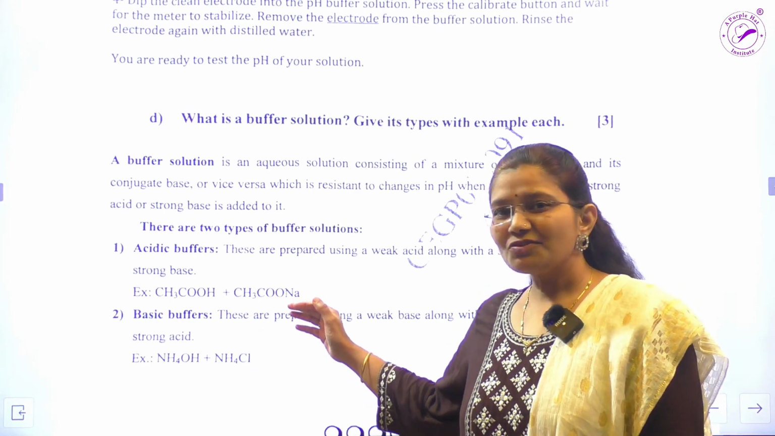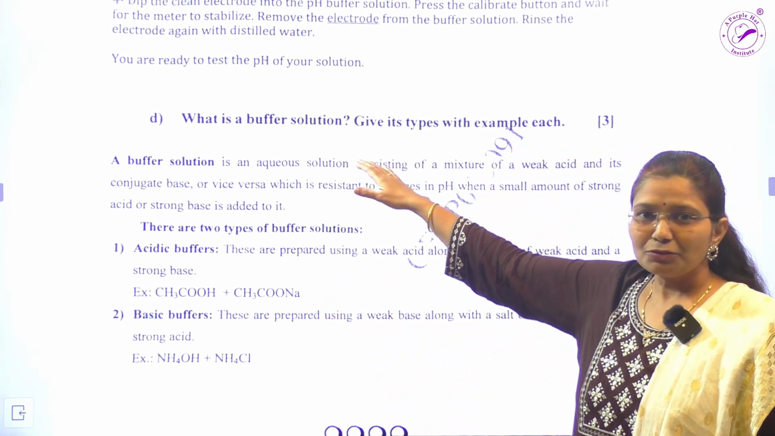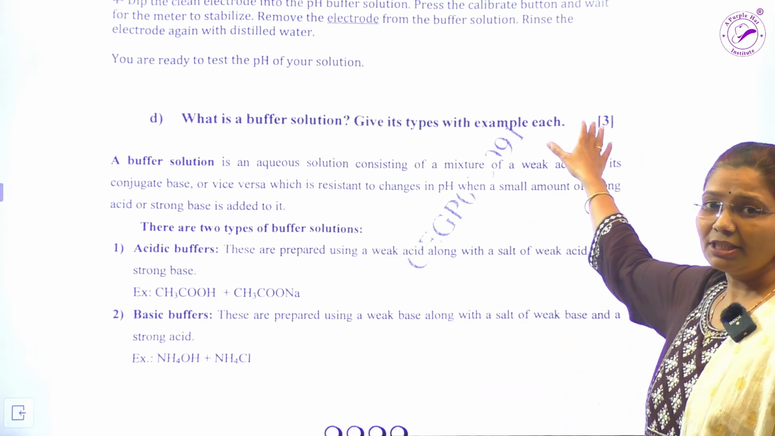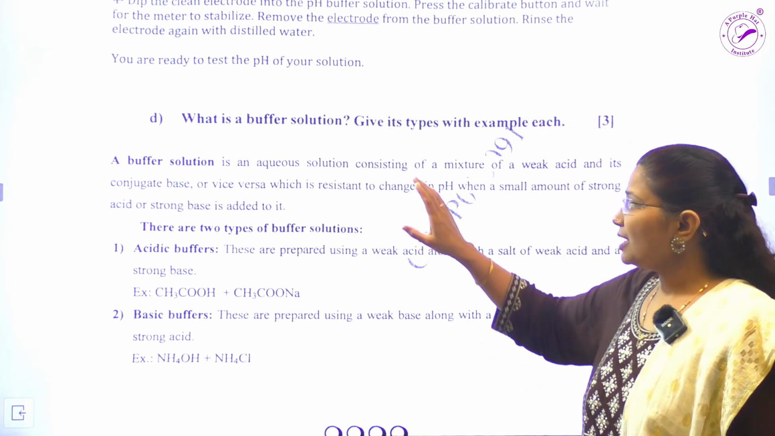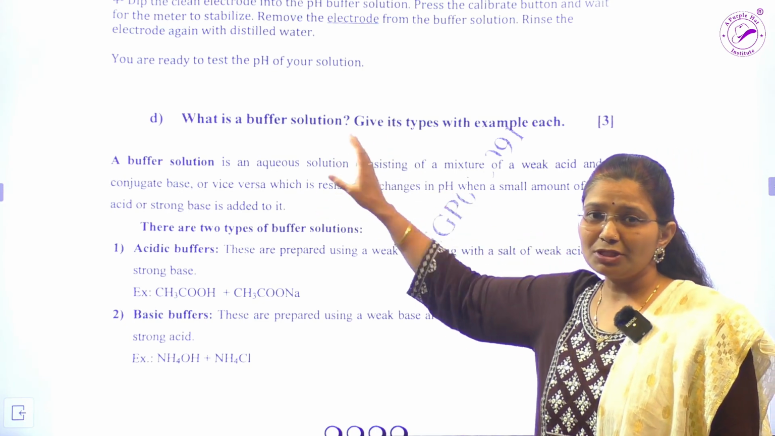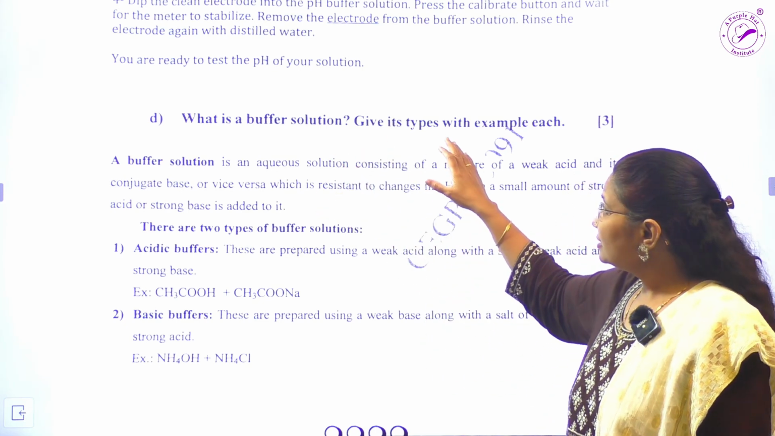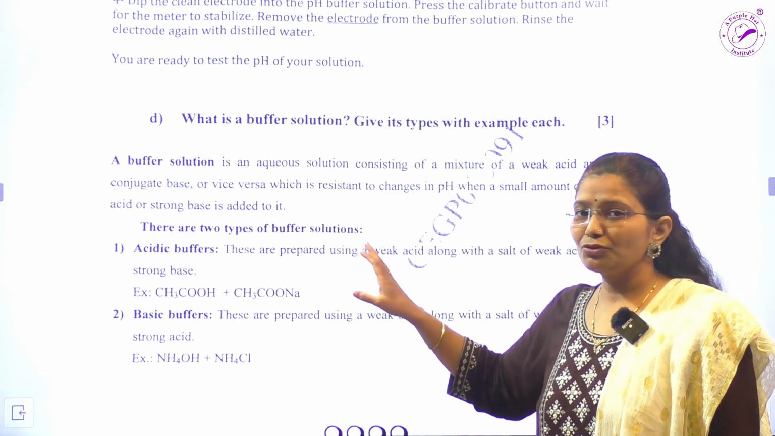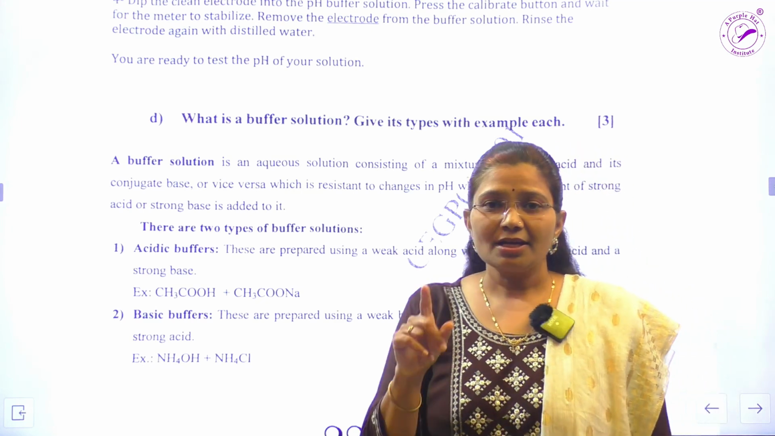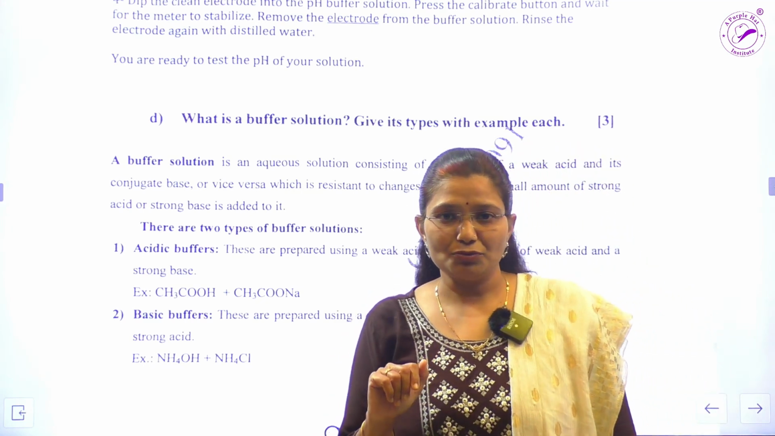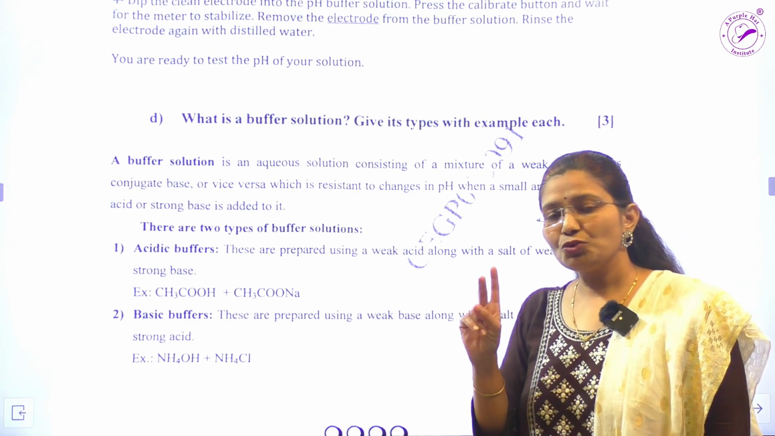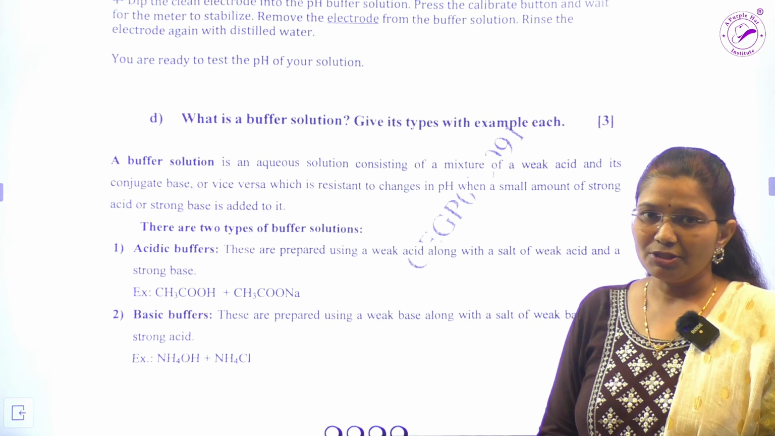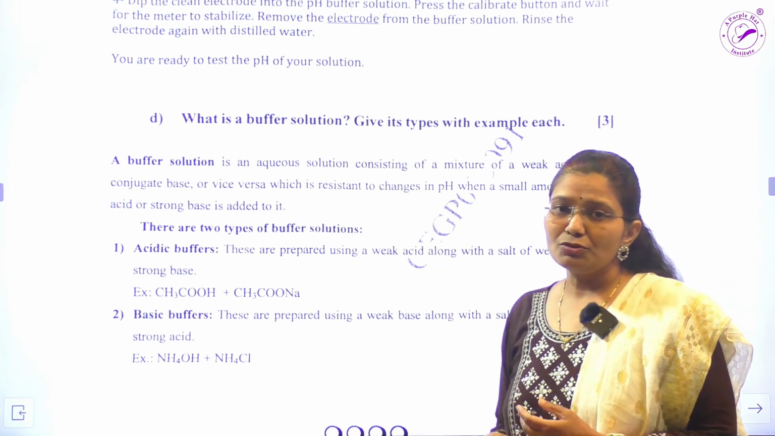Then the next question is: what is a buffer solution, and give its types with examples. This question is for 3 marks. First, 1 mark is for explaining what a buffer solution is. The other 2 marks are for the types of buffer solution. There are 2 types: acidic buffer solution and basic buffer solution. So there are 2 marks for the types and 1 mark for the explanation of what is meant by buffer solution.